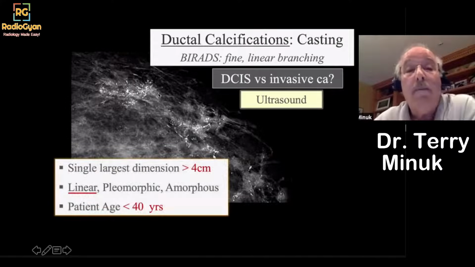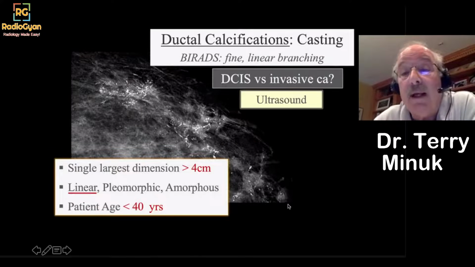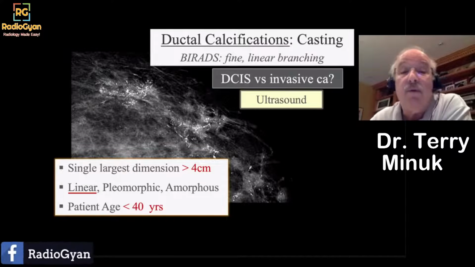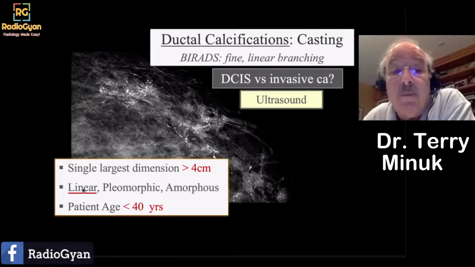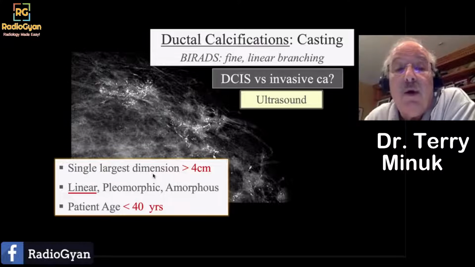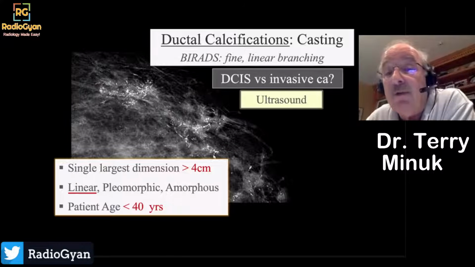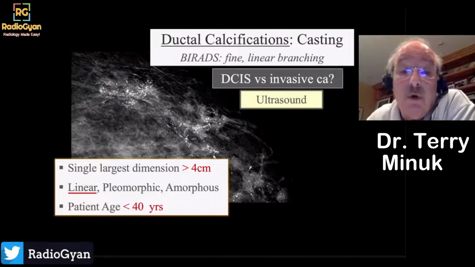Now, what makes this more or less likely to have an invasive component? There's three main things that we would look at as radiologists. One is the single largest dimension. If the extent of the calcifications is more than 4 centimeters, the risk of invasion is higher than if it's 2 centimeters.